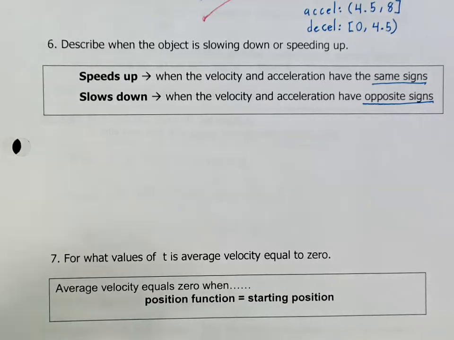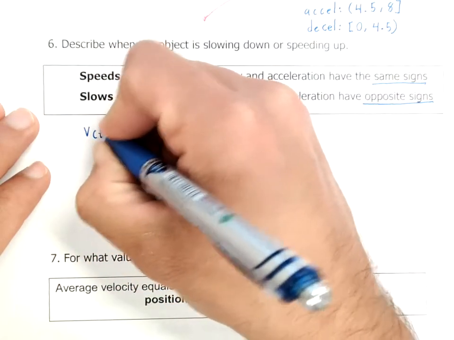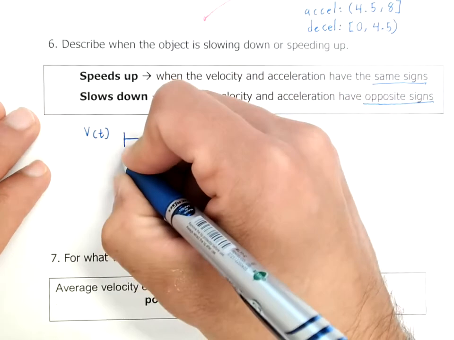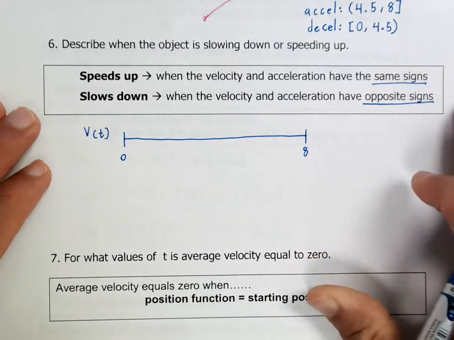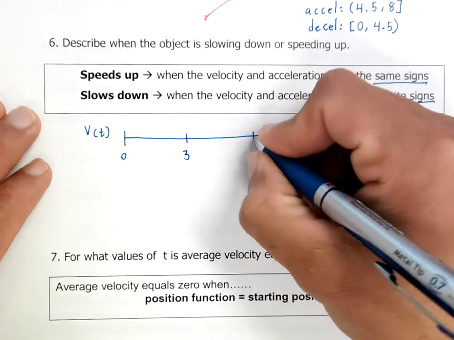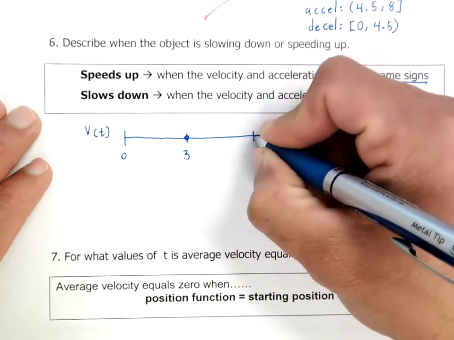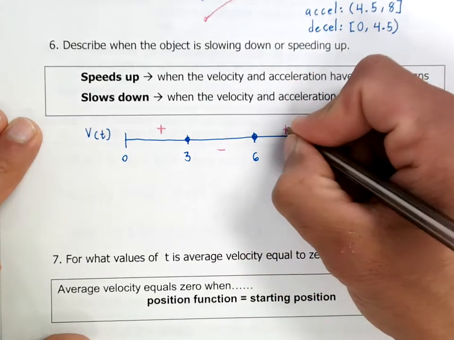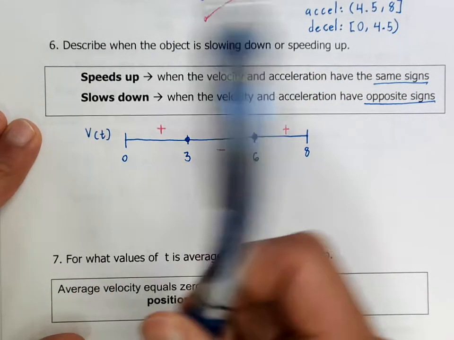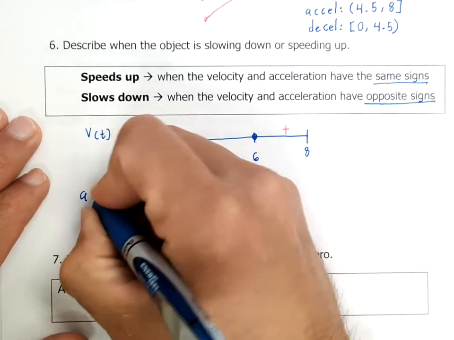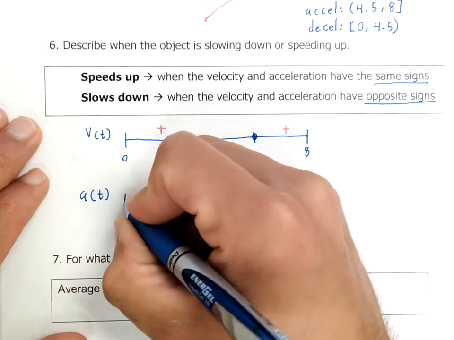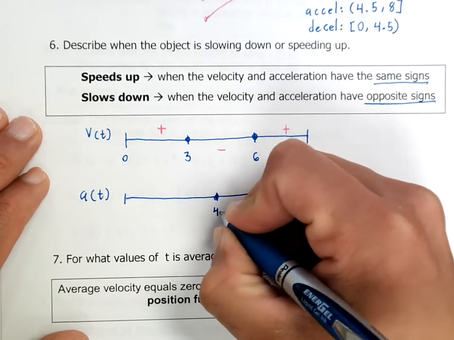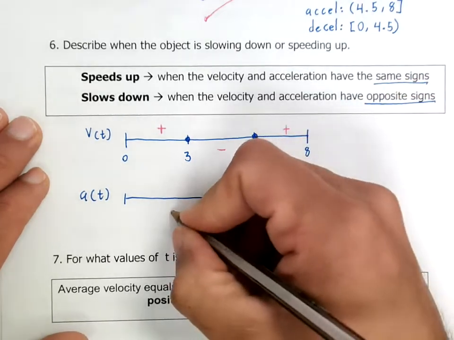To do this, we're going to sketch these two graphs on top of one another to more easily figure out where you're speeding up and where you're slowing down. So the acceleration, you have between 0 and 8, and I'm trying to make them the same size here. Let's say that 4.5 was right there, and this is negative and this is positive.